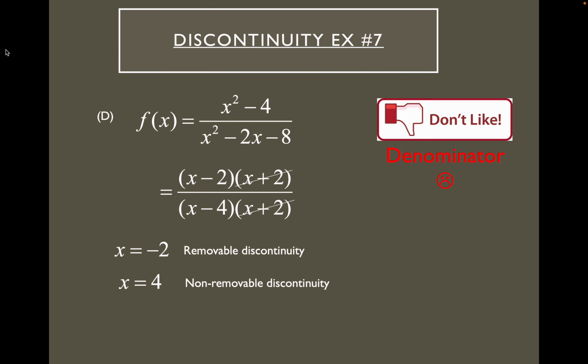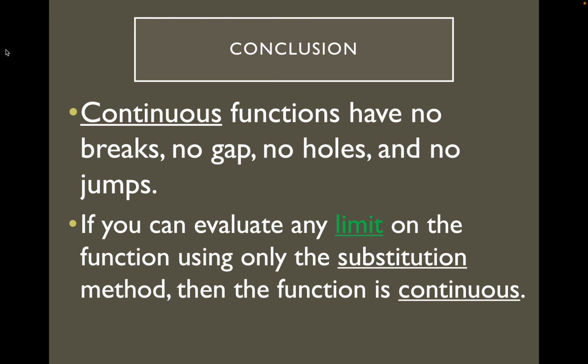So what do we try to show off? It is the fun thing about math. We do not need a calculator, okay? But we do need algebra. We do need to show off the factoring and simplify. So as a conclusion, a continuous function has no breaks, no gaps, no holes, and no jumps. If we can evaluate any limit, aka the y value, the y outcome value on the function, using only the substitution method, then the function is continuous.